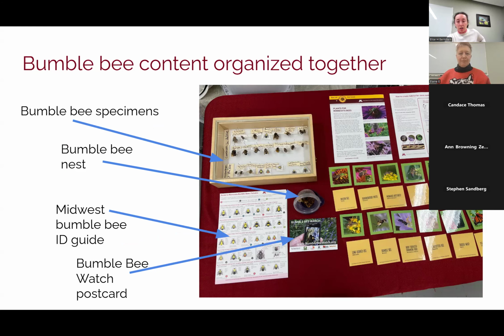So there's these postcards for Bumblebee Watch. Bumblebee Watch is a participatory science platform or biodiversity portal where folks can upload photos of bumblebees on flowers. And then there's our Midwest Bumblebee ID Guide as well, which is a super popular handout at lots of different types of events. It's got female bumblebees on one side and male bumblebees on the other.